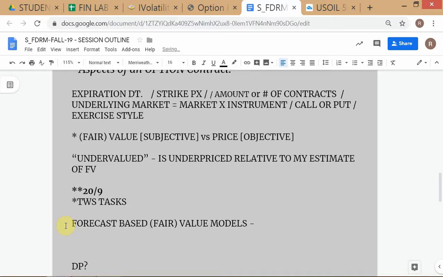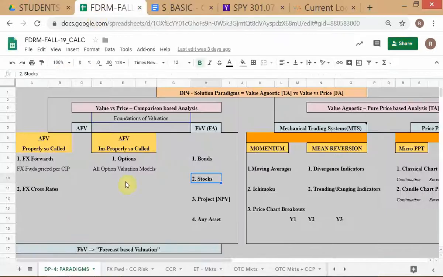Why am I calling them forecast-based? Because I'm going to later on distinguish them relative to this other class of models which we are calling arbitrage-free valuation models. This is AFV, which stands for arbitrage-free valuation models.